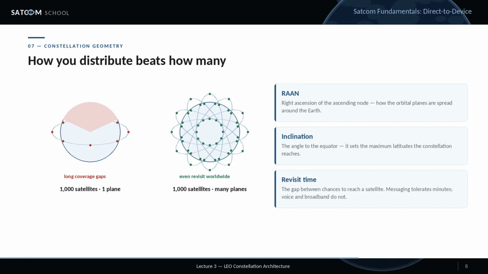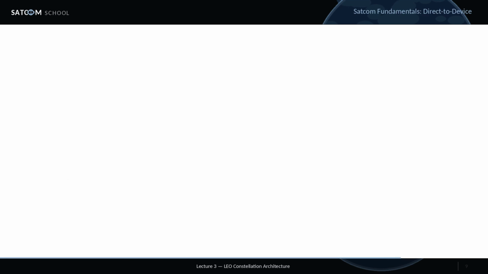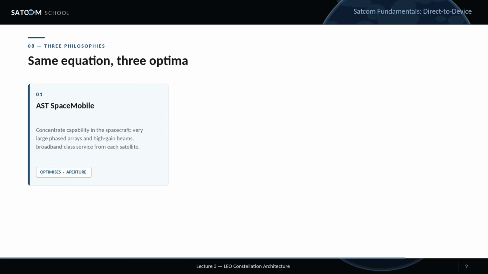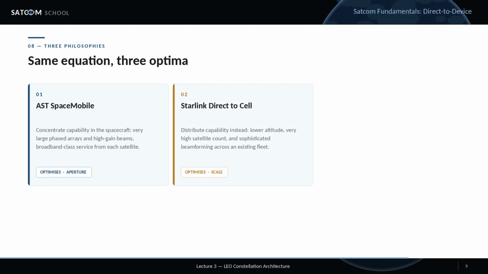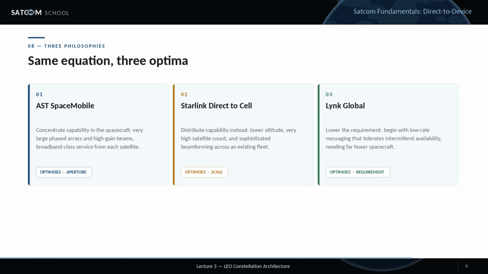Now, the misconception about mega constellations. Performance does not depend mainly on how many satellites you have. It depends on how they are distributed. Put 1,000 satellites in one orbital plane, and large regions still suffer long coverage gaps. Spread the same 1,000 across evenly spaced planes, and service improves dramatically. Right ascension of the ascending node sets how planes are distributed. Inclination sets the latitudes reached. That distribution drives revisit time. Emergency messaging can wait minutes, voice and broadband cannot, which explains why the market looks so divergent.